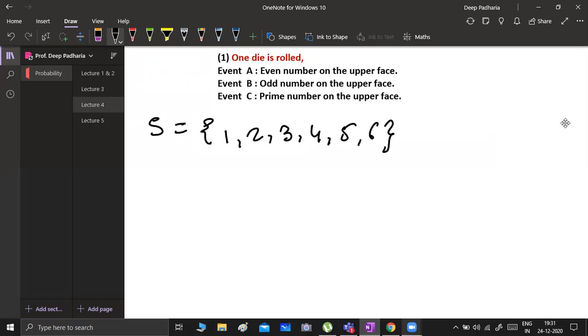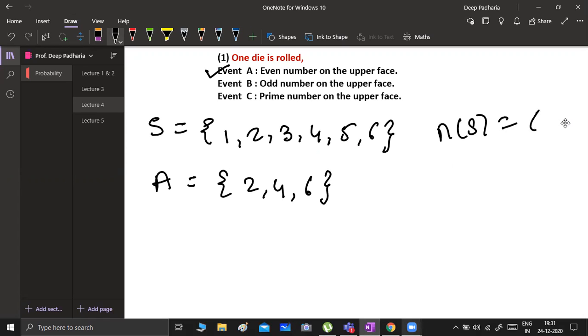And event A, since I am not writing the event now, since it is already given in the question. So event A is an even number on the upper face. That means from 1 to 6, only an even number should come on top. So therefore A is equal to 2, 4, 6. Okay. This means n of S, first we have to write n of S also. Don't forget that it is 6. Talking about n of A, it is 3.